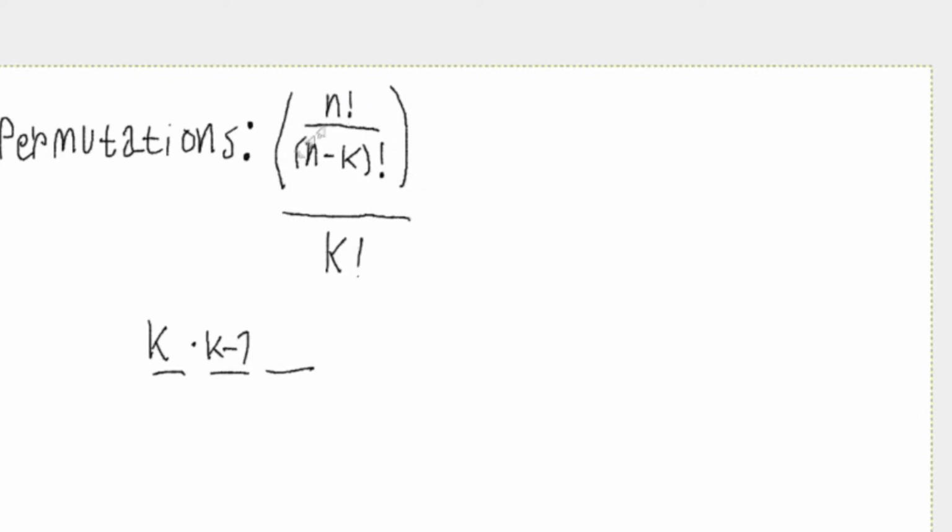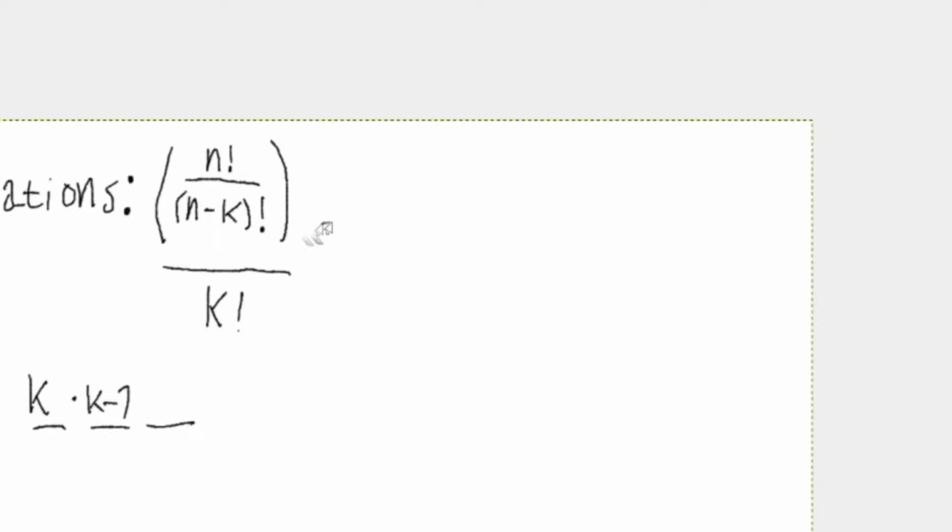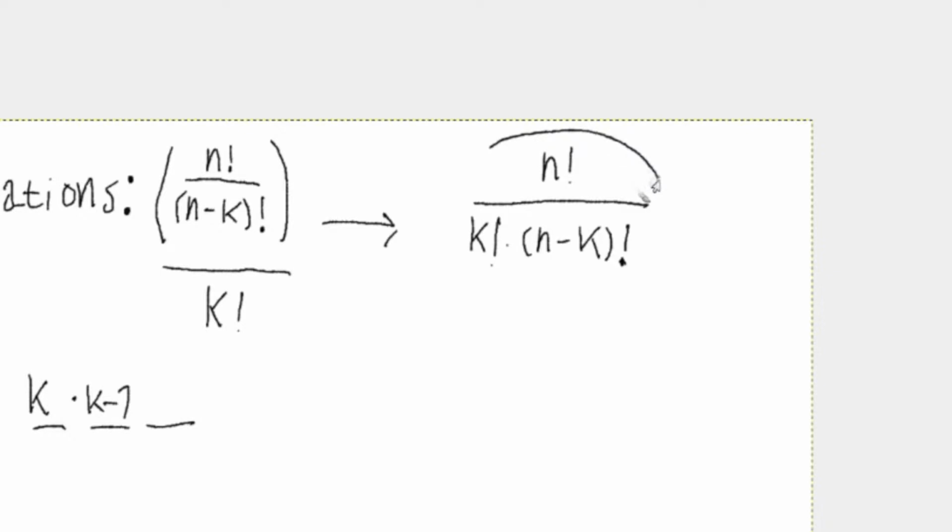And when you have this and do a little algebra, then you get that this is the same as n factorial over k factorial times n minus k factorial. This is the formula.